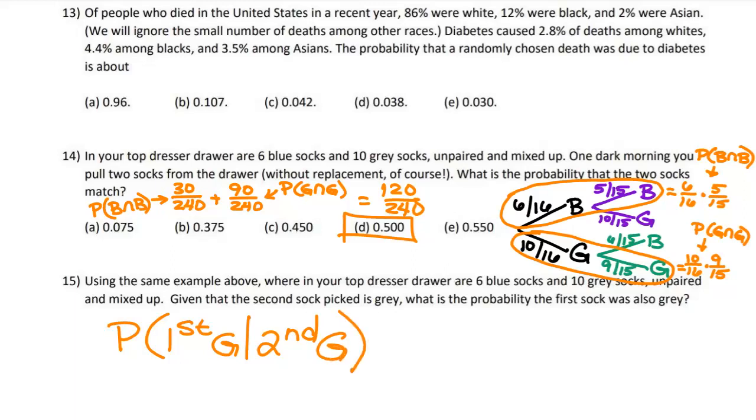Well, which of these would be an outcome of the second sock being gray? Gray, gray, or blue, gray, right?